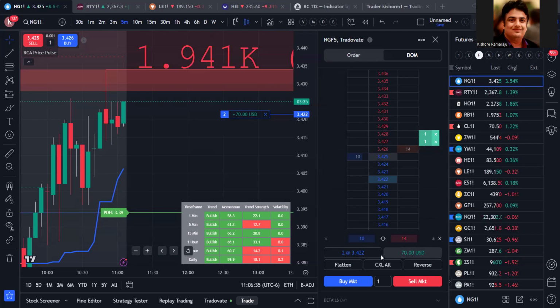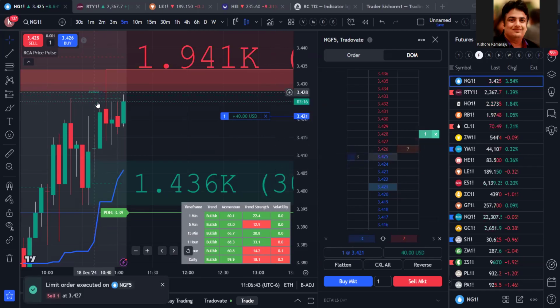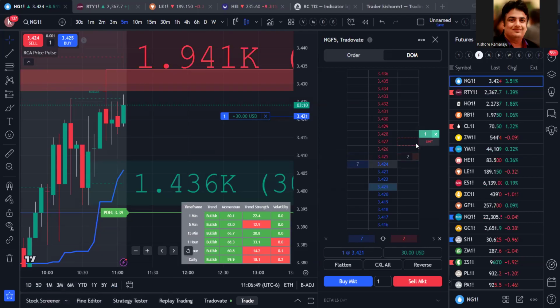So I bought it at 3.422. Now one order got filled, one contract got filled. That got filled at 27. That means $50. If I'm copying it into 10 accounts, that is $500 profit. So I bought another one at 2.1 and I kept the order at 2.8. That means $70 per contract.